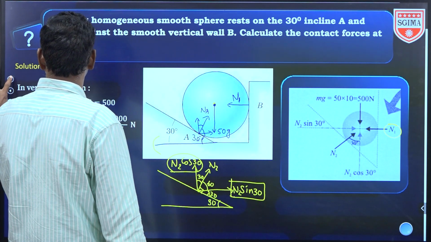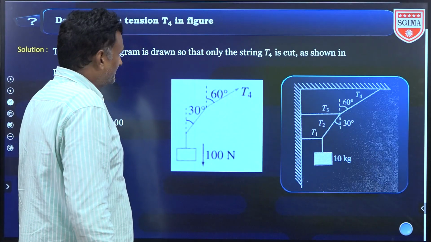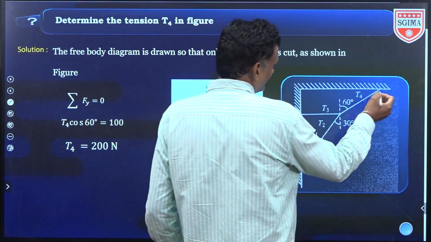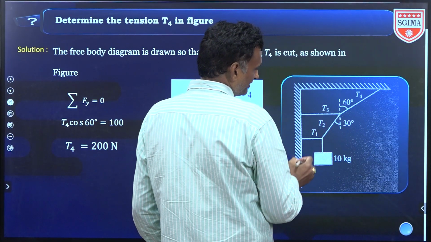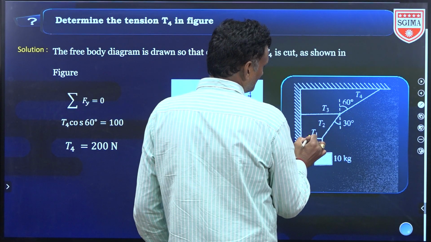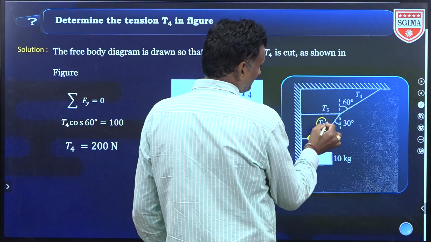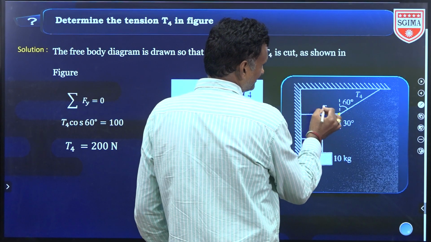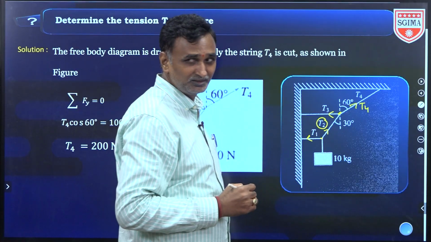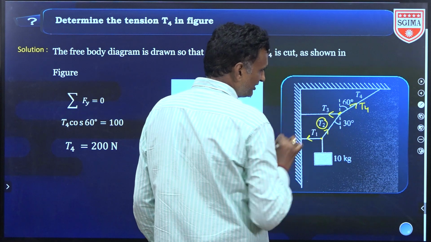Next, determine the tension T4 in the figure. Here it is actually a thread, connected like this. Here tension will be how much in this case? T1 with respect to the point of contact, and with respect to the point of contact T2, and here T3, and here T4. So you just understand that here it is a point mass, here it is a point mass.